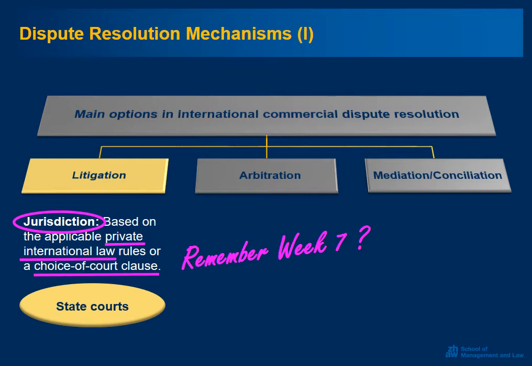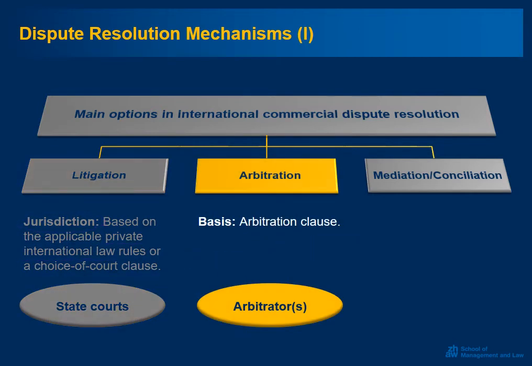And for cross-border transactions, this has to be done on the basis of the relevant private international law rules, as we have seen earlier this semester. And of course, there can also be a choice of court made by the parties, for example, by means of a choice of court clause in the original contract between the parties. An alternative to litigation is arbitration. Here, the dispute is referred to an arbitral tribunal instead of a state court. This is achieved by means of an arbitration agreement between the parties, for example, by an arbitration clause in the original contract. The arbitral tribunal consists of 1 or more, often 3, arbitrators.